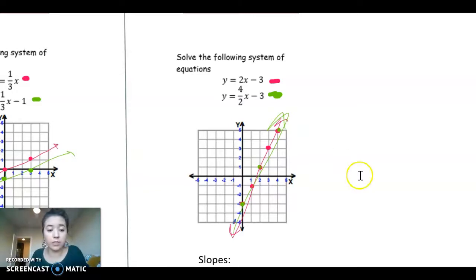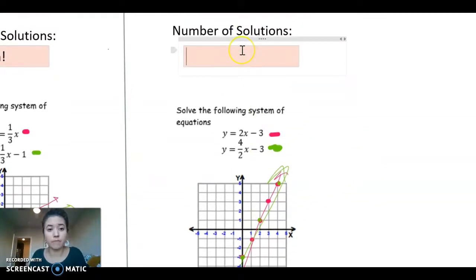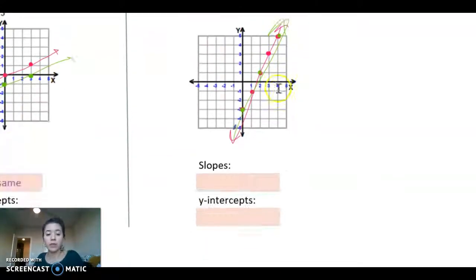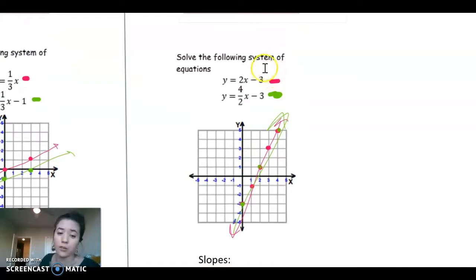So what do you think that means about the number of solutions? They're what we call infinite number, or infinite solutions. Now, what do you notice about, let's do the y-intercept first. They're the same. They started at the same exact point.